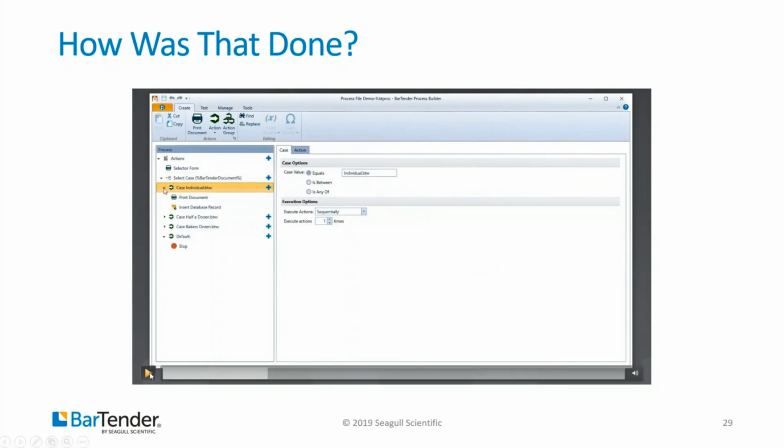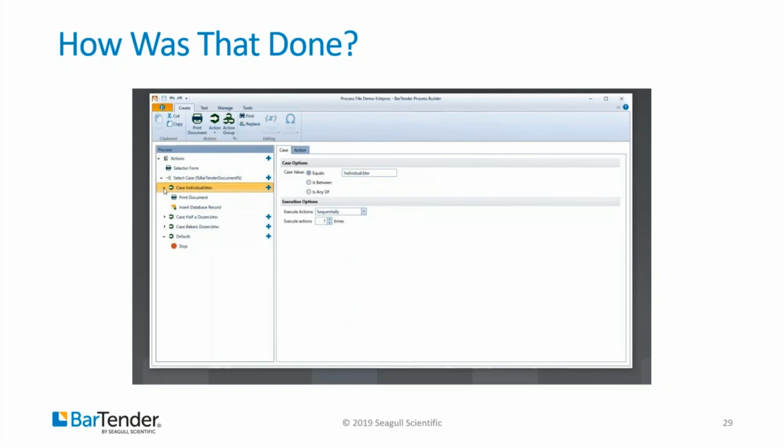This is where we set our equals value. If we look on the right where it says case options, and we say equals, we know that whenever it equals individual.btw, we want to go down this path and ignore the other paths for this particular job. Once we go down this path, the first thing we're going to do is print the document. In this case, it would be the individual.btw.